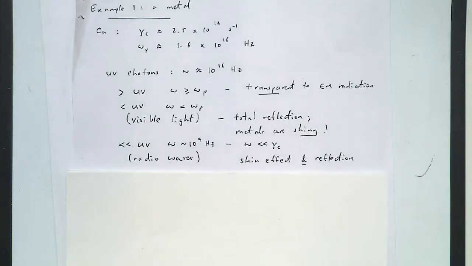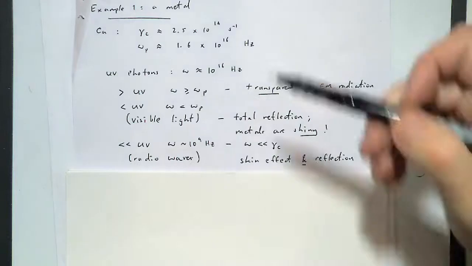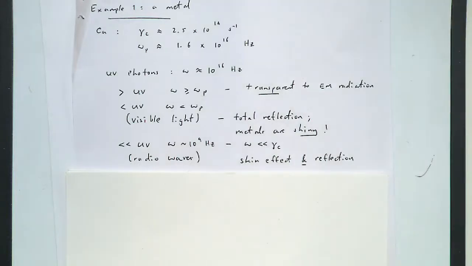Okay, so in the examples, which are in the notes, try to calculate the electron density. These are for the conduction electrons. Calculate the plasma frequency for those, and you'll be able to get these numbers out. Okay, show that you can get roughly these numbers out.